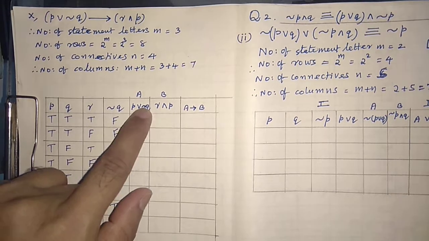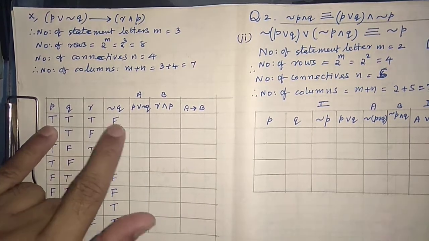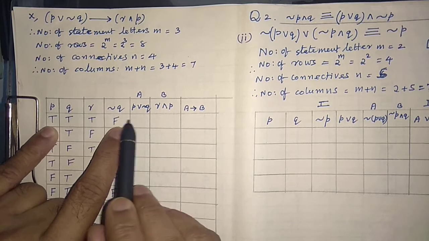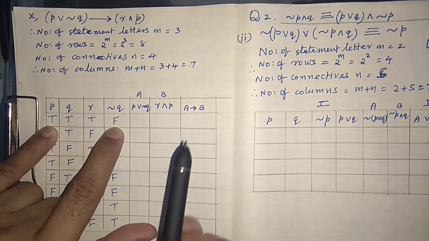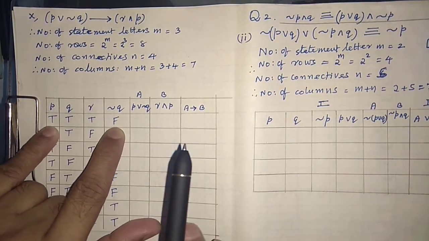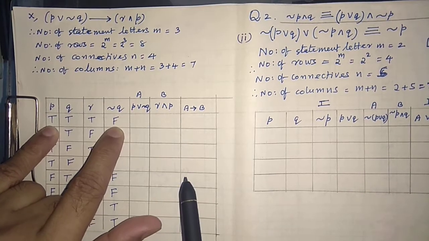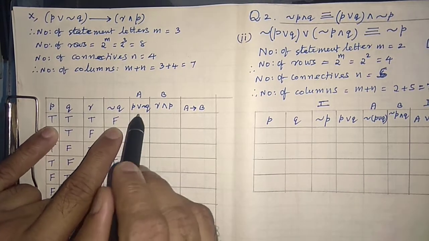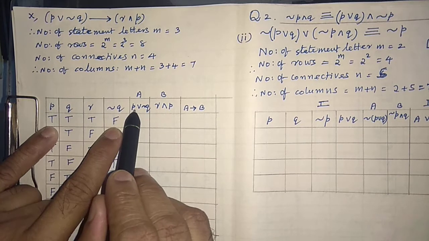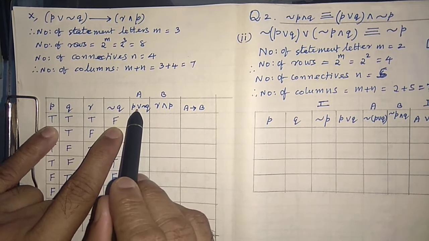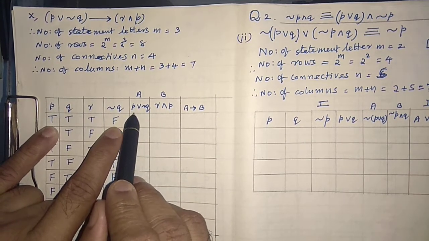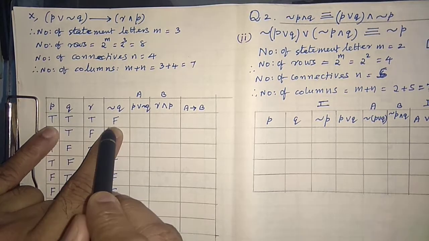Now P disjunction negation Q. First and fourth disjunction. Disjunction means what? At least one T, it is T. Both are T then only T. Okay. So otherwise, both are F then only F. In symbol, disjunction at least one T, T. See T, T.